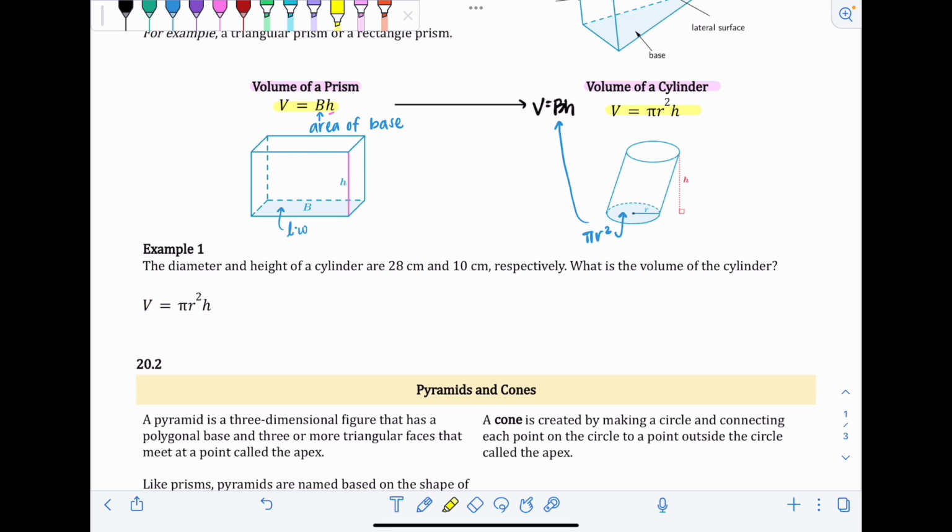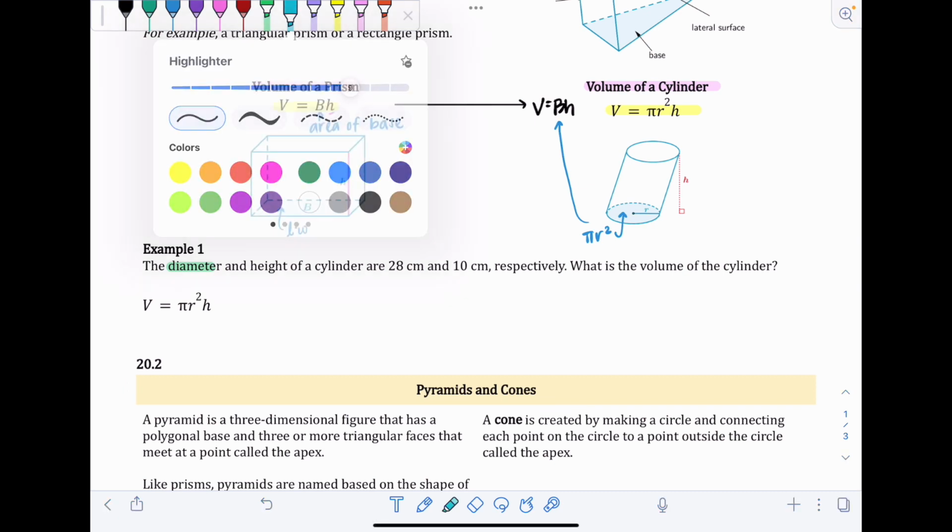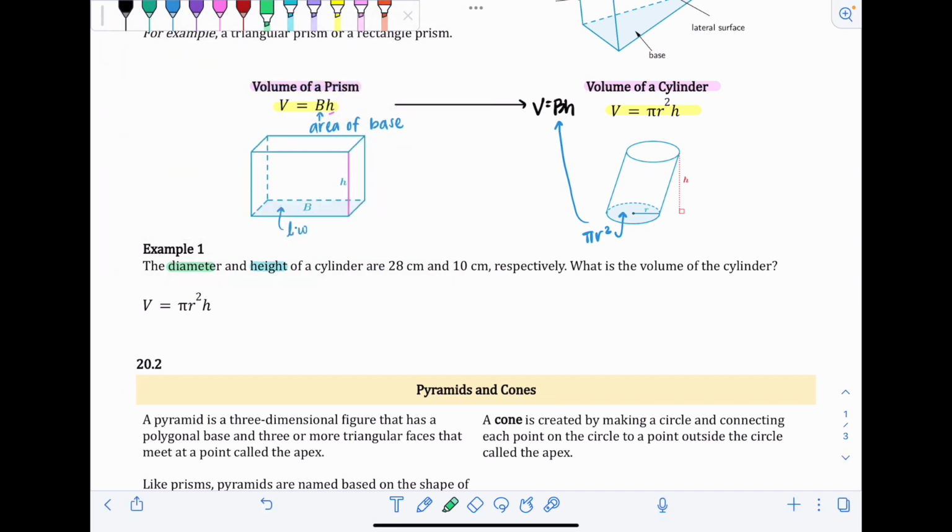When it gives you lengths together and it says "respectively," that means the order that they listed the parts of the cylinder is the same order that they wrote the values in. It stays consistent. So it says the diameter and the height, that means they'll give us the diameter first. So the diameter would be 28 centimeters and the height would be 10 centimeters.